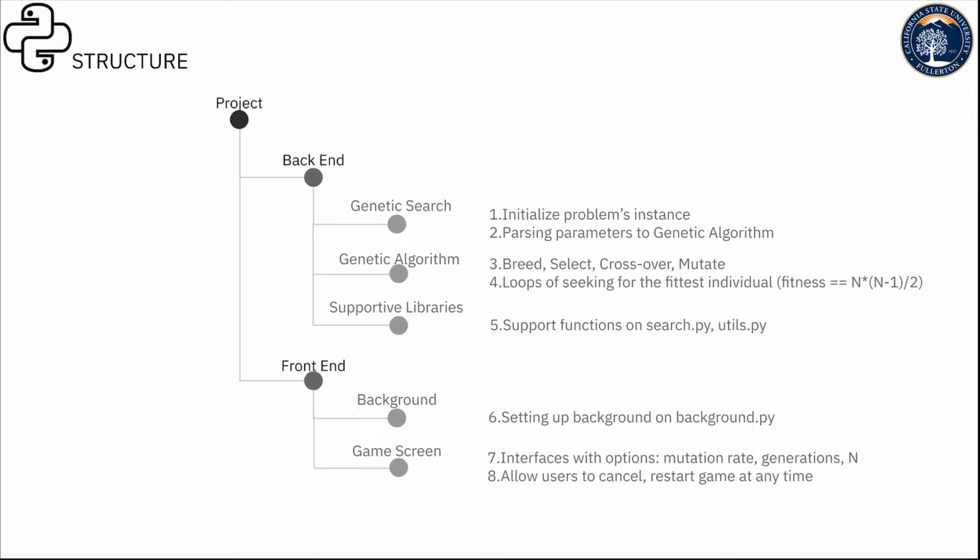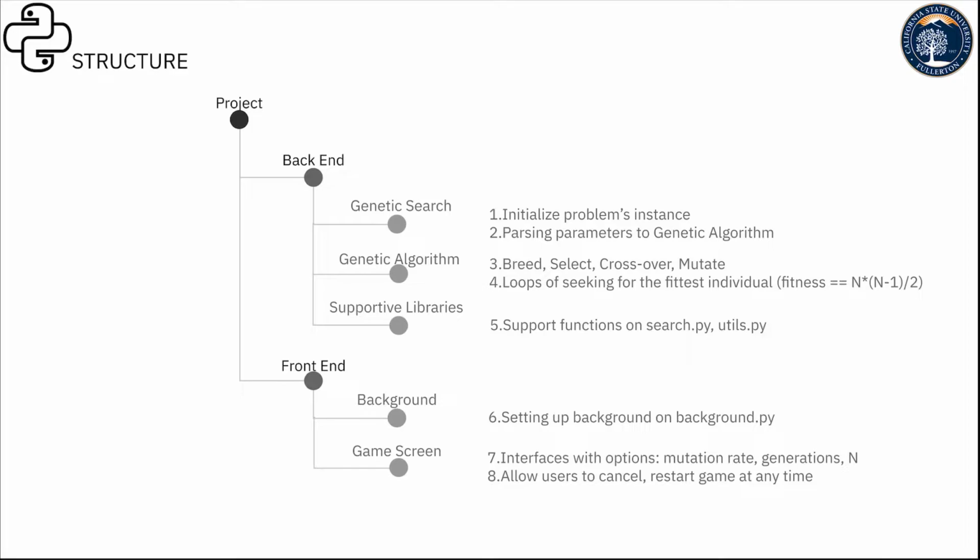These actions repeat until the program finds the fittest individual, with a fitness value equal to n multiplied by n minus 1, divided by 2, because that is the number of all pairs of queens that do not attack each other. To do this, we use the subparity function inside the search and utility files.